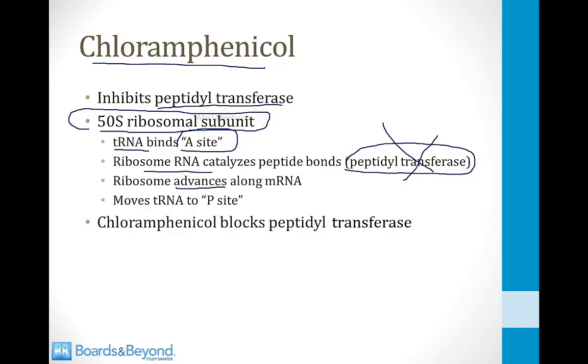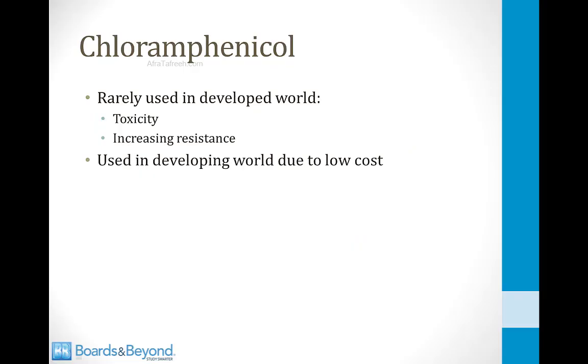Next, the ribosome advances along the mRNA, and the tRNA moves to the P site, and the P site is what is blocked by macrolides. So chloramphenicol inhibits peptidyltransferase. Its effect is very similar to macrolides, but the mechanism is a little different, because it's targeting this enzyme that makes bonds between the amino acids in the growing protein chain. Chloramphenicol is rarely used in the United States and other developed countries, and that's because it has a lot of toxicity and there's a lot of resistance. However, it is often used in third world and developing countries because it's relatively inexpensive.